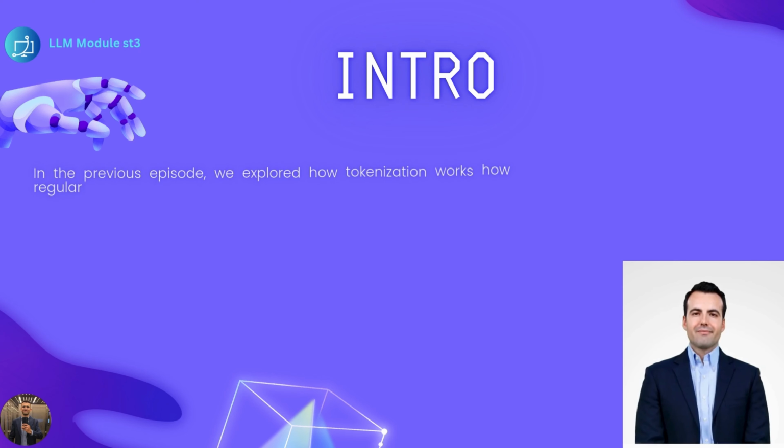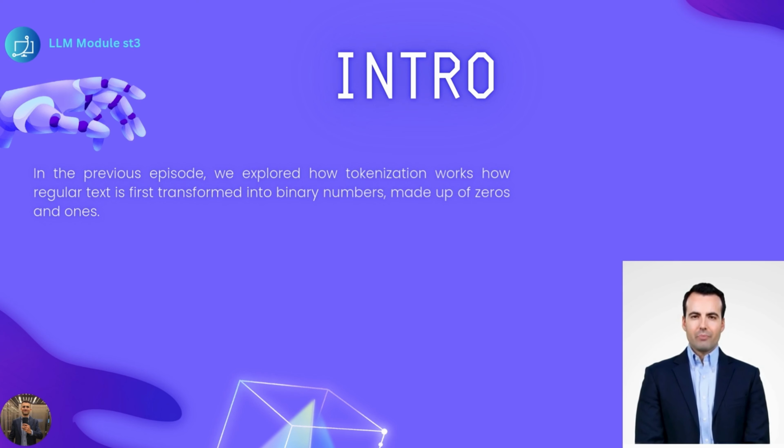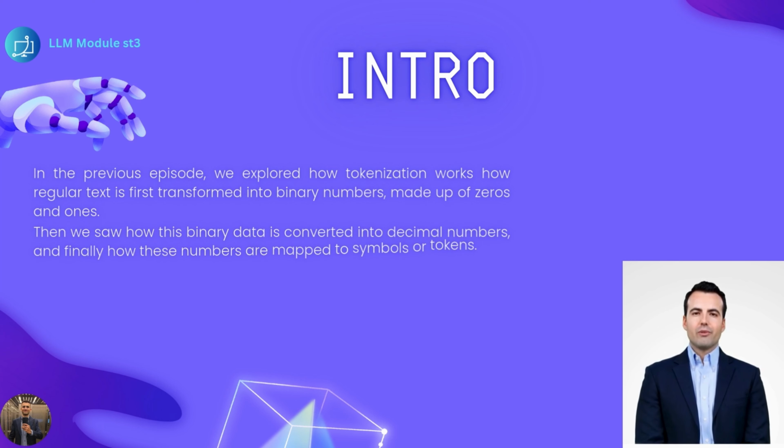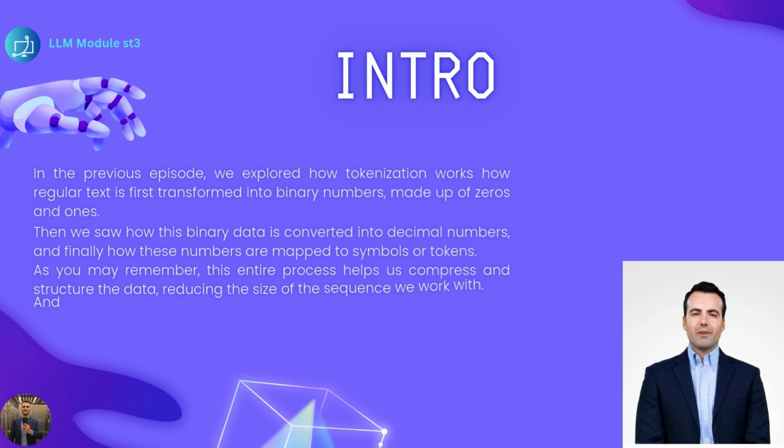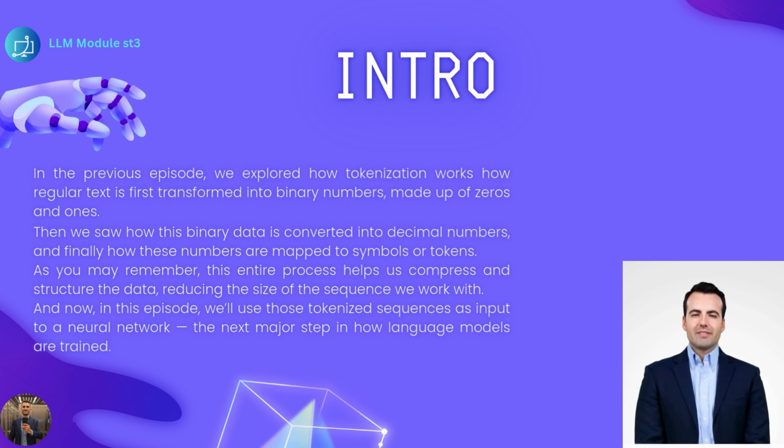Hello, my friend. In the previous episode, we explored how tokenization works, how regular text is first transformed into binary numbers, made up of zeros and ones. Then we saw how this binary data is converted into decimal numbers, and finally how these numbers are mapped to symbols or tokens. As you may remember, this entire process helps us compress and structure the data, reducing the size of the sequence we work with.